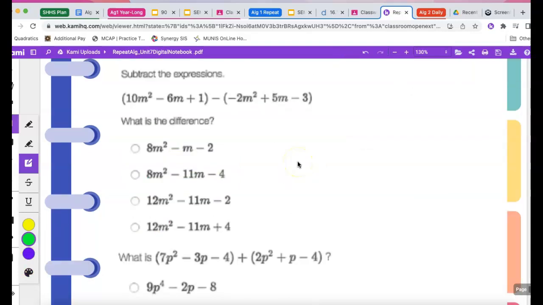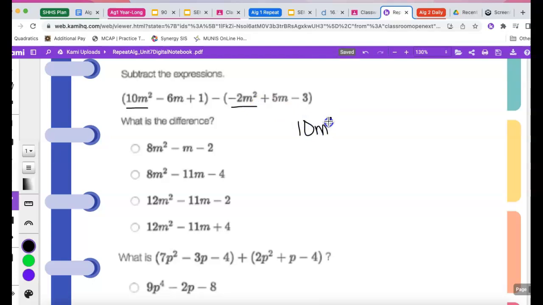This time it says subtract the expressions. What is the difference? So we're going to line up our like terms again. 10m to the second power and negative 2m to the second power. We line those up because they both have an m and they both have an exponent of 2. Then we line up our negative 6m and our positive 5m. And then we line up our positive 1 and our negative 3.